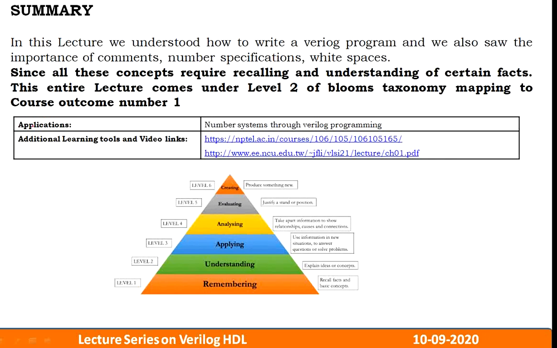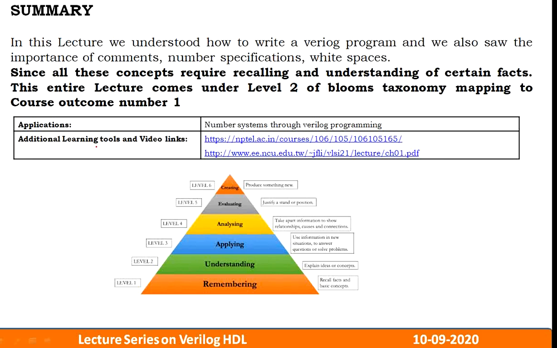To summarize, in this lecture we tried to understand how to write a Verilog program using comments, number specification and white spaces, how they assist us in increasing the readability, and the various forms of number systems that are available in the Verilog language. Since all these concepts require recalling and understanding of certain facts, this entire lecture comes under level 2 of Bloom's taxonomy, thereby mapping to course outcome number 1.